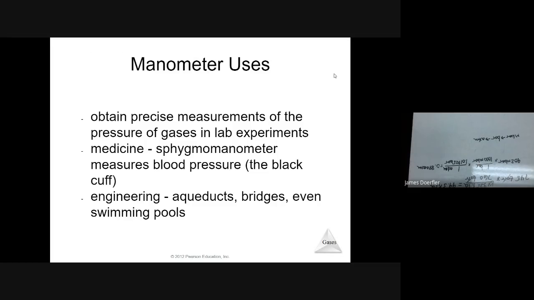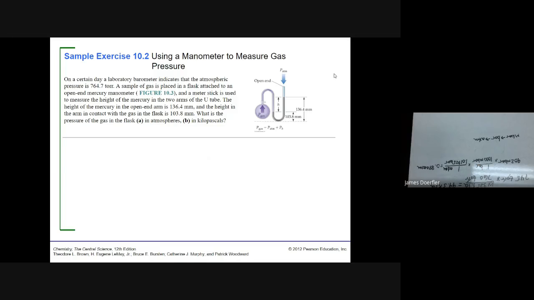Have you ever been to the doctor and they put that little black cuff on you and they take your blood pressure? Okay, that device is called a sphygmomanometer. It's real fun to say. The sphygmomanometer. You can also use it in engineering when we're developing aqueducts, even swimming pools. Okay, bridges, anything that could potentially come into contact with pressures, we use manometers. So how do we calculate pressures and the use of manometers?